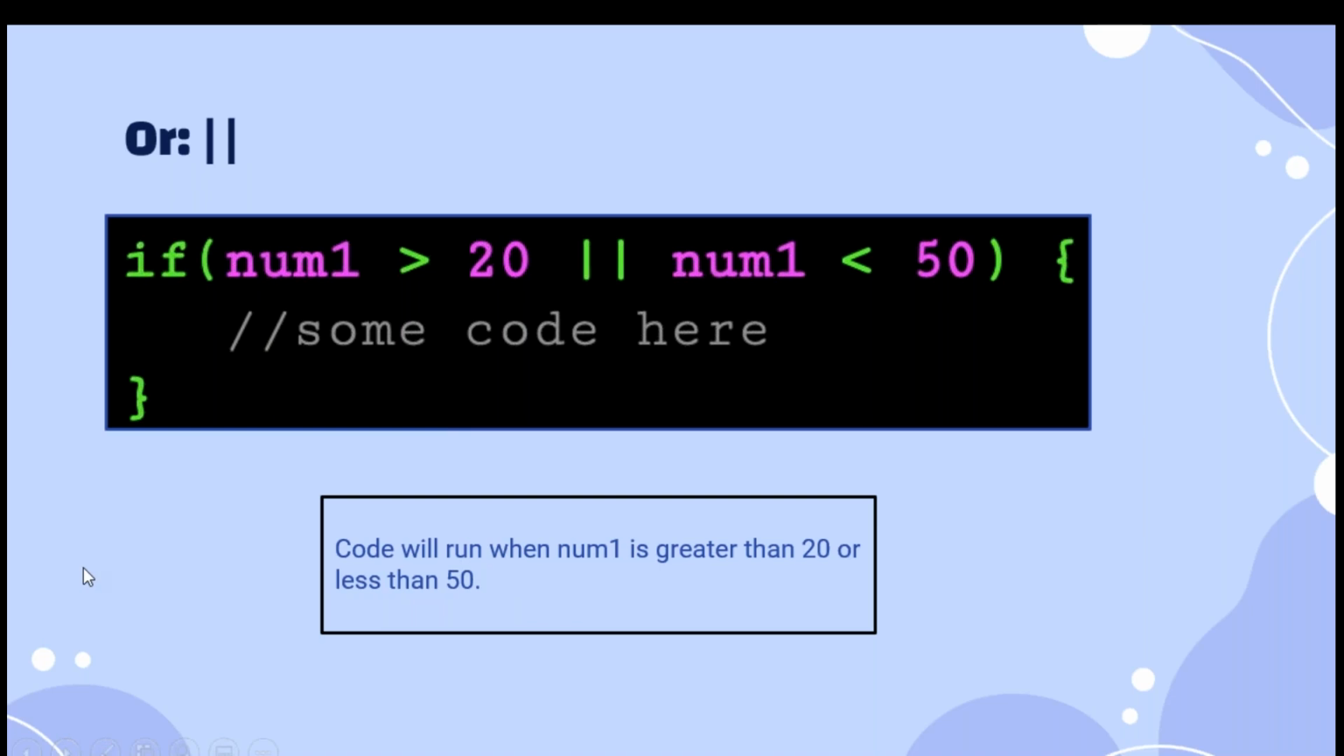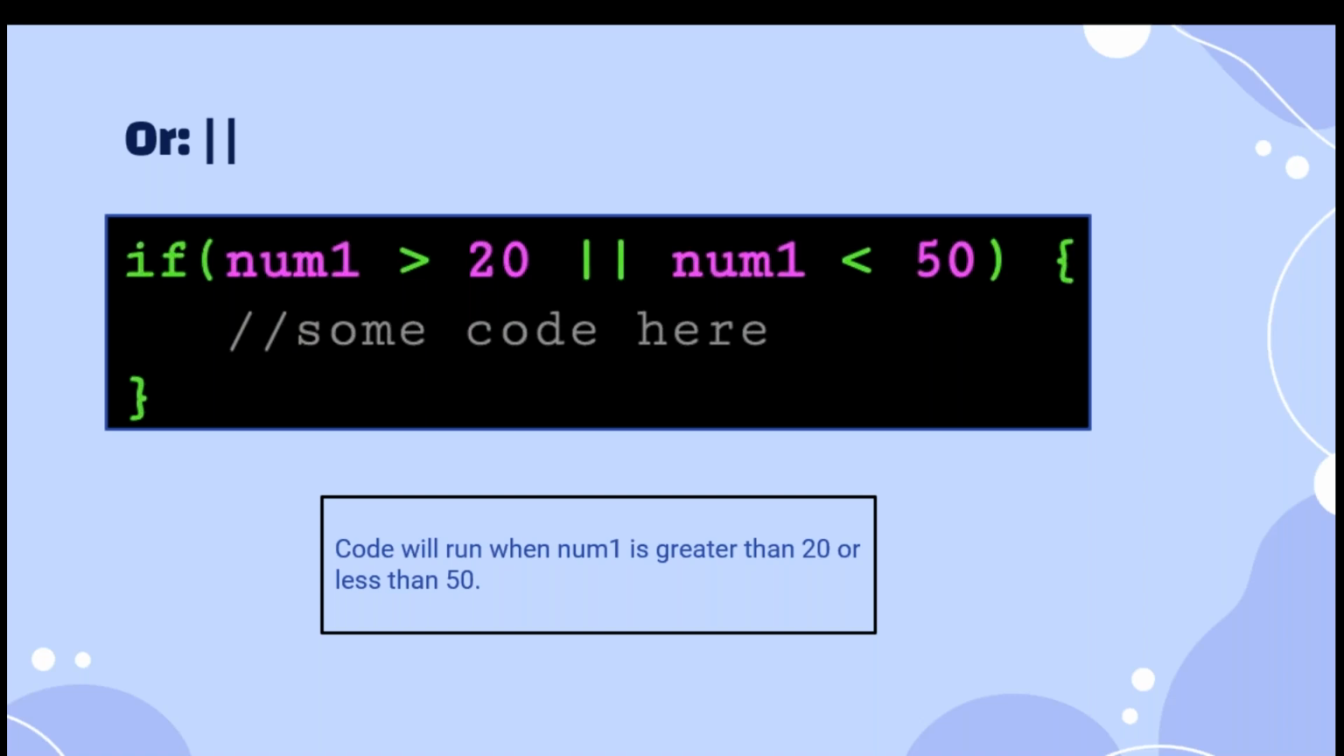Next, we have the OR operator. As you can see, the OR operator is denoted by those two straight lines. If you're having trouble finding where that is on your keyboard, it's the shift key, and then above your enter key you should see a backslash, and on the backslash we have that straight line that we're looking for. So two of those make the OR operator in Java.